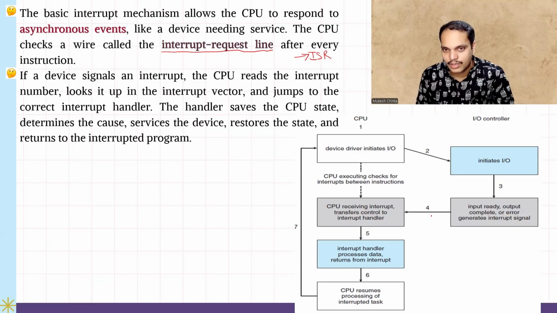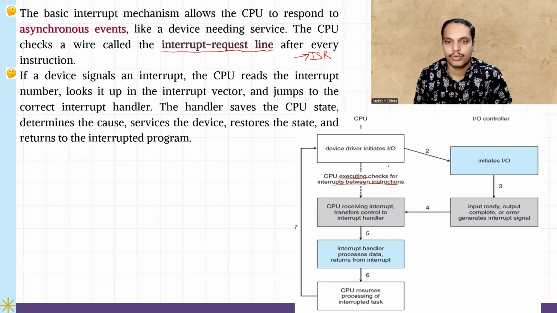So where the interrupt signal came, before all this happens, the CPU is executing and checks for interrupts between instructions, and when an interrupt is generated, the CPU will check it out, and it automatically passes the control to the interrupt handler, which processes the data, then returns from the interrupt, and the CPU resumes processing of the interrupted task. So 1, 2, 3, 4, 5, 6, and finally the 7, where it keeps on happening. This is how a CPU usually handles interrupts.